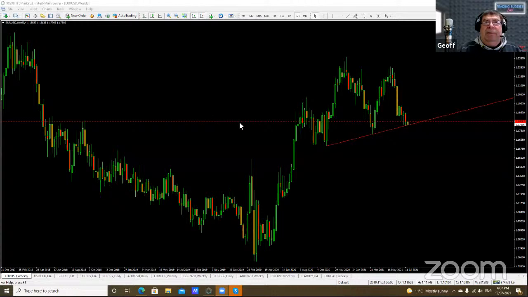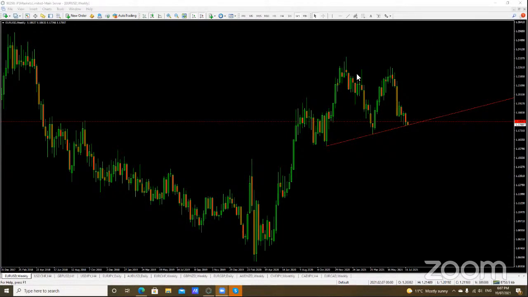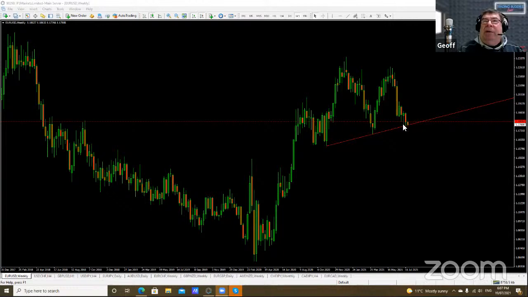So I haven't got the pivots on my charts yet. I haven't got my templates fully over. So this is looking really interesting to me, euro dollar, because we are at, well, I'll call it an inflection point. The reason I'm saying that, this is the weekly chart here.